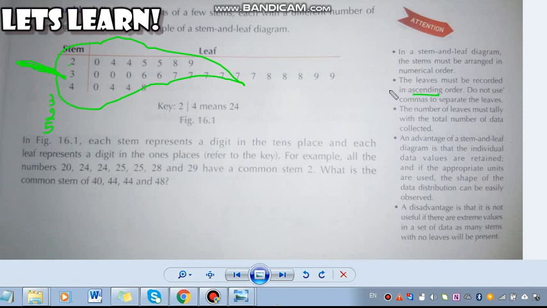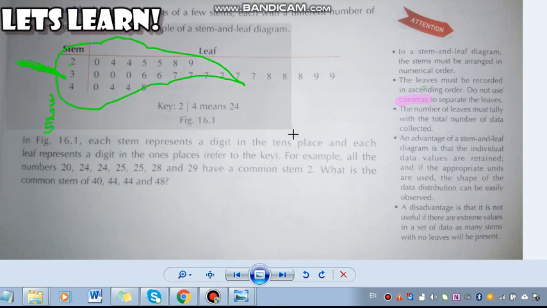We are not supposed to use commas. This is an important point where the majority of us make a mistake. So here we are not supposed to put commas. You can see here that there are no commas between the numbers.